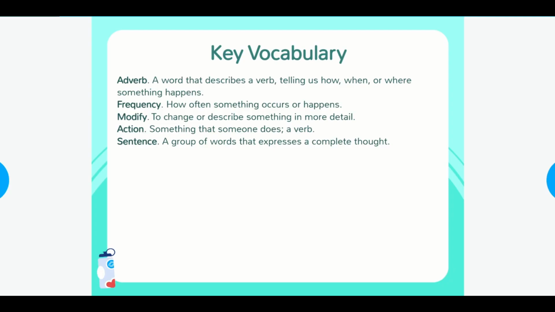Here are some key vocabulary words to know. An adverb is a word that describes a verb, telling us how, when, or where something happens. Frequency is how often something happens. Modify just means to change or describe something in more detail. Action is something that someone or something does. It's a verb. And a sentence is a group of words that expresses a complete thought, like a sentence is right here.